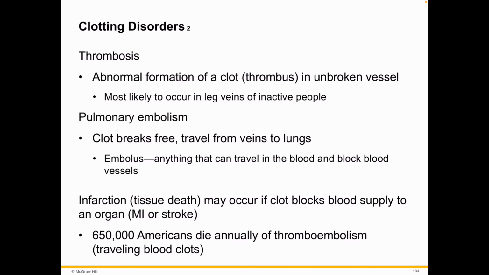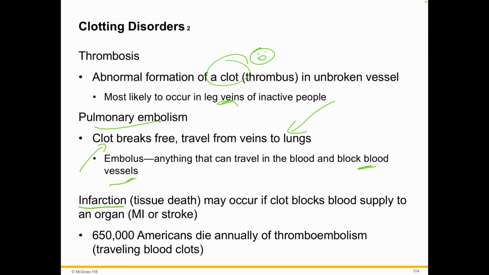Thrombosis is when we actually form a clot where we don't want it. Oh no, right? In an unbroken vessel, this might be like stroke, blood clots in veins, or other places. Pulmonary embolism is different: we have a clot that breaks free and travels to the lungs, right? An embolus is anything that can travel in the blood and then block blood vessels when it finally docks and sticks somewhere.